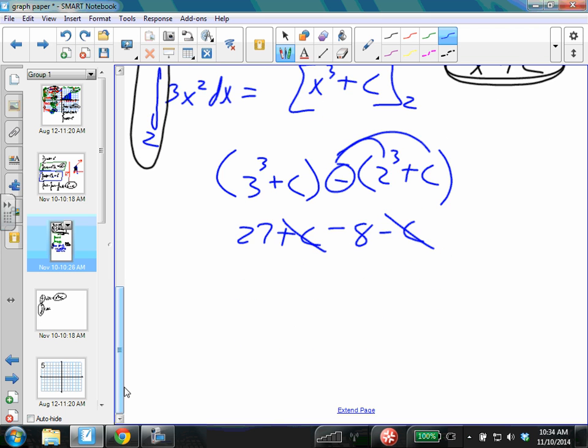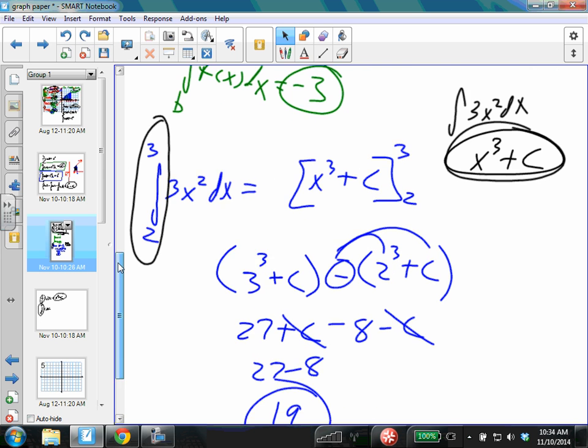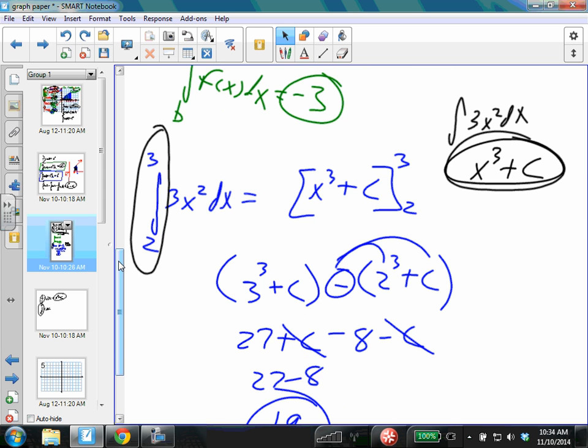Okay, and let's finish this thing up. Right now what we have is 27 minus 8. That's what's left. And 27 minus 8 is 19. 19 is exactly the amount of area under the curve. Okay, that is perfect, spot on, precise. Okay, the area under the curve of 3x squared from 2 to 3 is exactly 19. Okay, 19 square units.